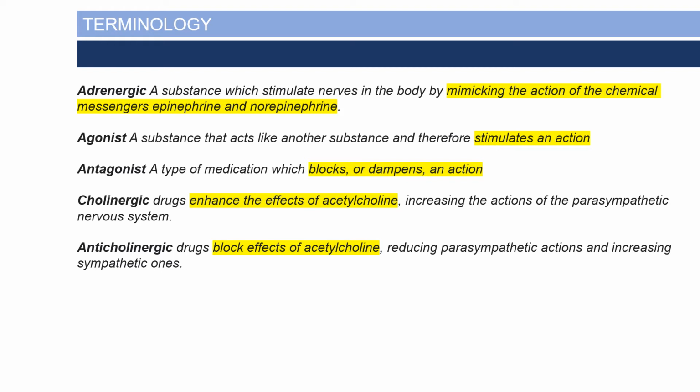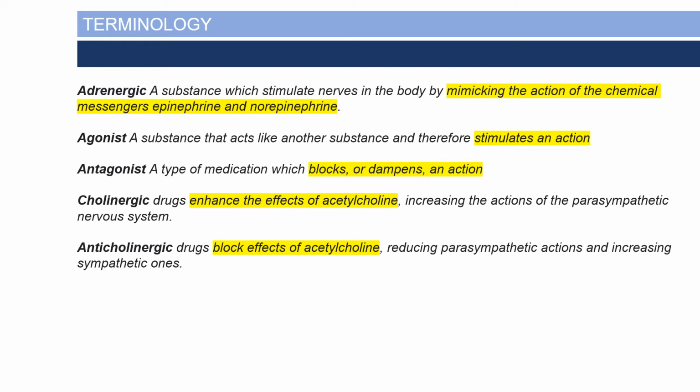An agonist is a substance that acts like another substance, therefore stimulates an action. An antagonist is a type of medication which blocks or dampens an action. So an opioid antagonist would be Narcan or naloxone. A cholinergic enhances the effects of acetylcholine, increasing the actions of the parasympathetic nervous system. So what's that going to do? Those are going to make things go down, right? Decrease heart rate, decrease respiratory rate, decrease blood pressure.